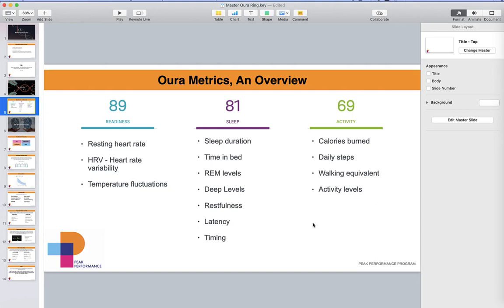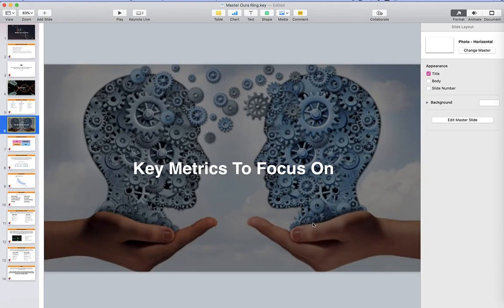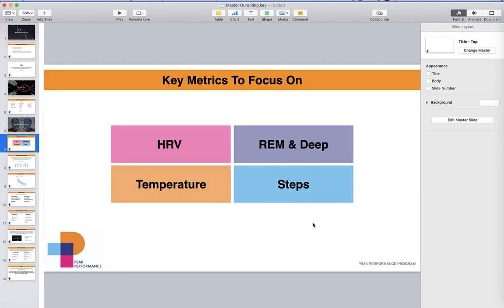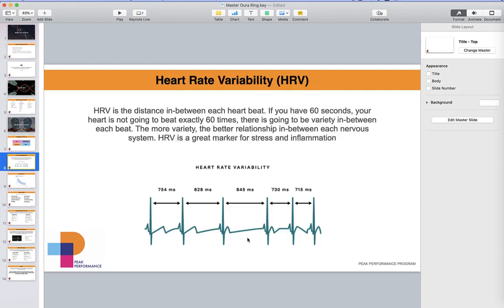And with all of those metrics, there's only a couple that you should really focus on. So of course, the 3 grouped numbers: the readiness score, the sleep score, and the activity score. But below that, there are a couple that you should be focusing on. Those 4 are your HRV, your REM and deep levels, your temperature, and your steps. Now I'll go a little into why these are the 4 most important and why they should be looked at closely on an everyday basis.